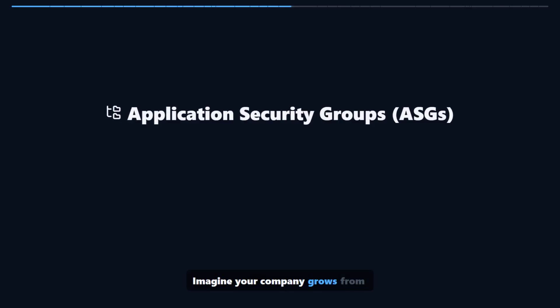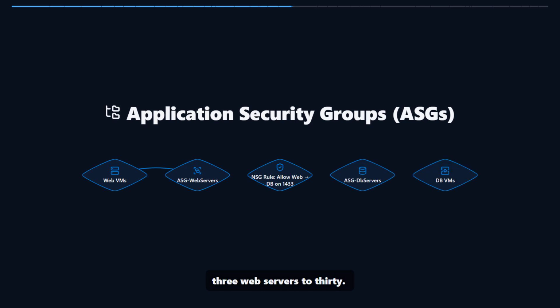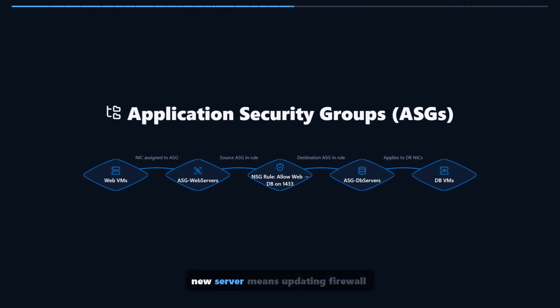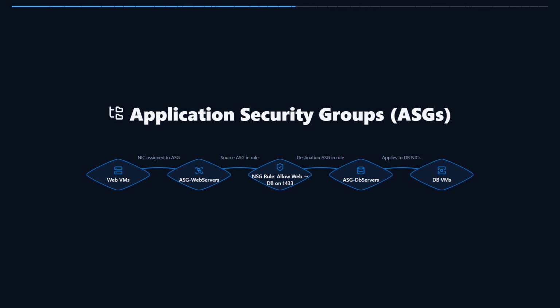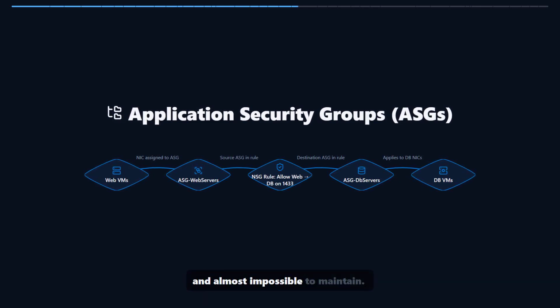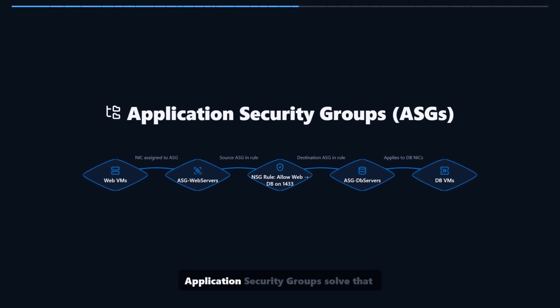Imagine your company grows from 3 web servers to 30. Without application security groups, every new server means updating firewall rules with another IP address. Eventually, your network security rules become hundreds of lines long and almost impossible to maintain. Application security groups solve that problem.